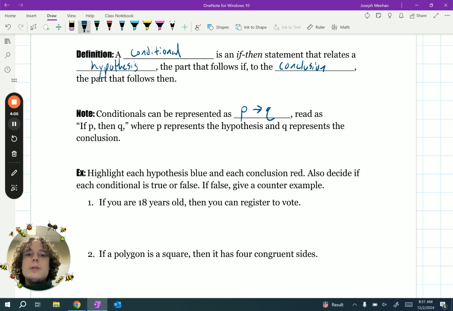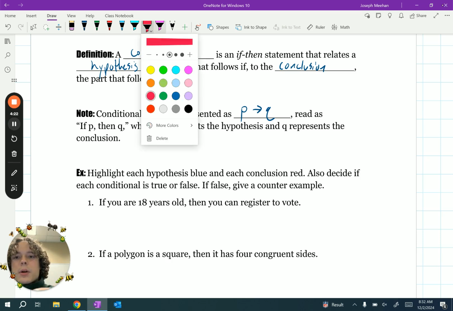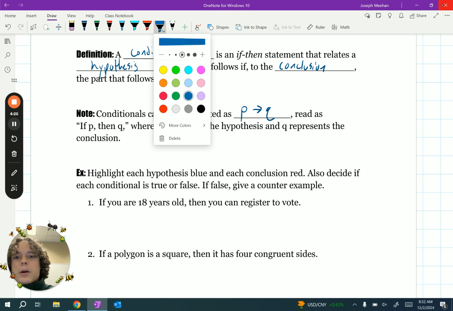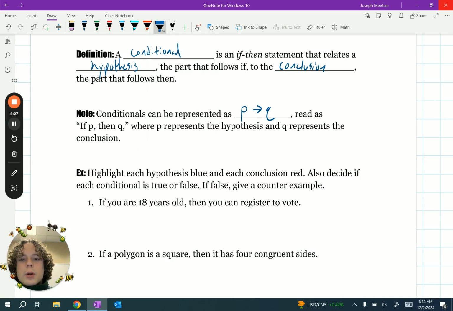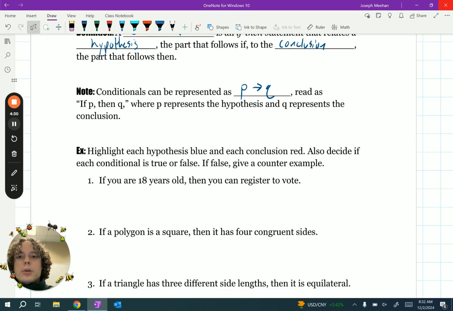All right? So a conditional is an if-then statement that relates a hypothesis, the part that follows if, to the conclusion, the part that follows then. Conditionals can be represented as P, then Q, read as if P, then Q, where P represents the hypothesis and Q represents the conclusion. In this next example, we're going to highlight each hypothesis blue and each conclusion red. So I'm going to make all the P's blue and all the Q's red.